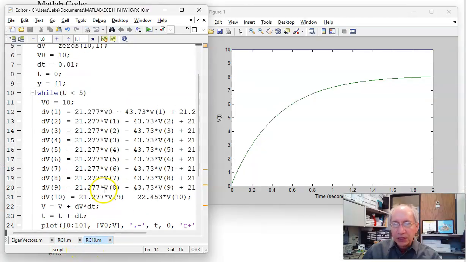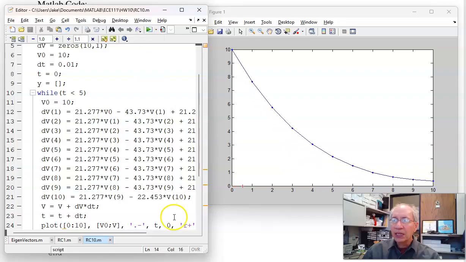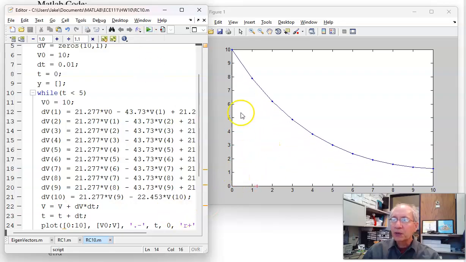So if I run this circuit, these numbers come from my calculations. That's the differential equation that describes the circuit. Let it run, and here's what happens. The initial voltage V0 jumps up to 10. That's my forcing function. That charges V1, that charges V2, V3, V4, and so on.